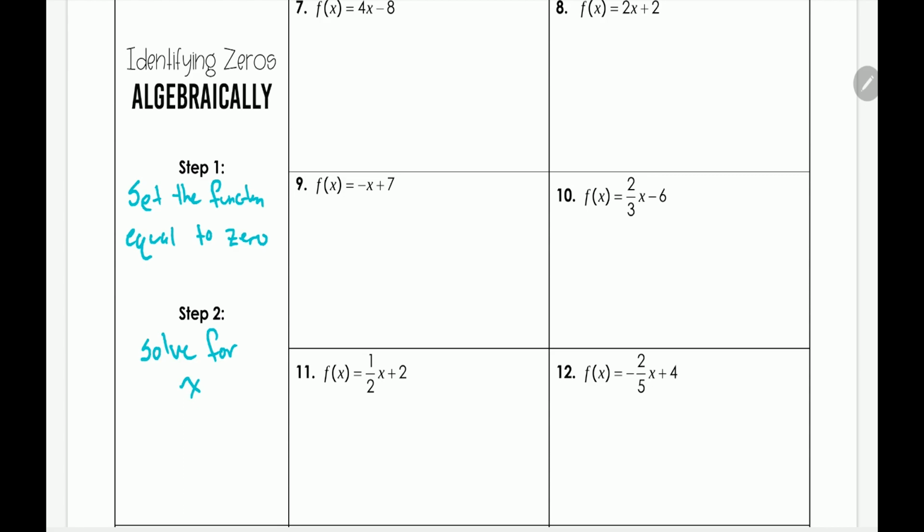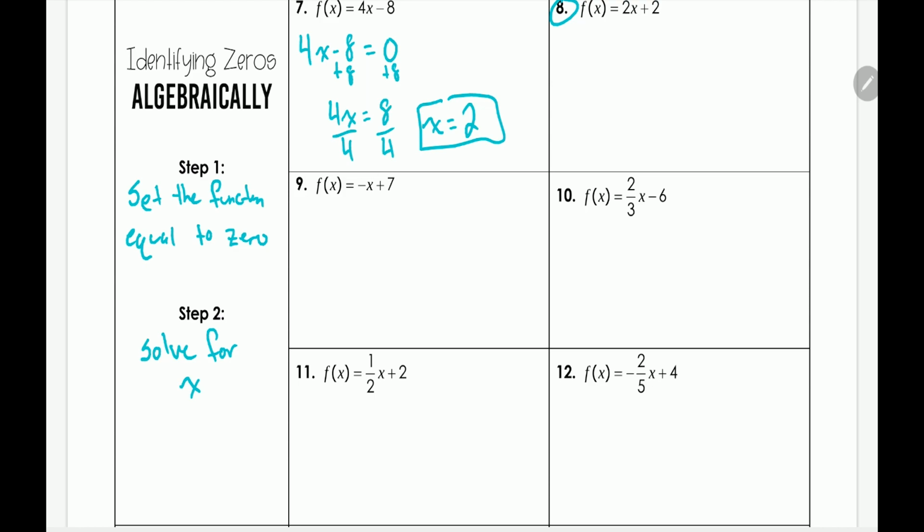Number 7, we have f of x is equal to 4x minus 8. So what we have to do is we take the function 4x minus 8. We set it equal to 0. That's our first step. Our second step is to solve for x. So in order to do that, we have to add 8 to both sides. We have 4x is equal to 8. Divide by 4 on both sides now. And we're left with x is equal to 8 divided by 4, which is 2. And that's our answer. Try number 8 by yourself.